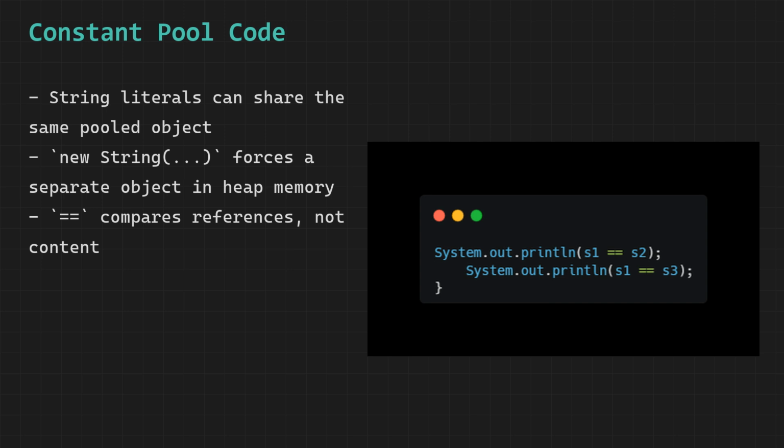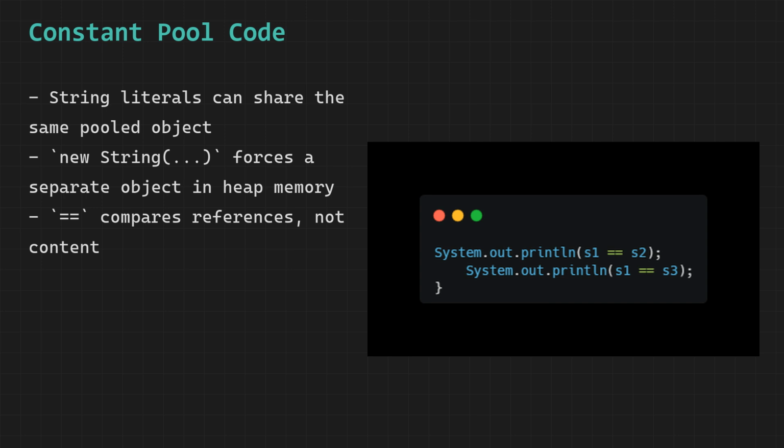Now when we print S1 double equals S2, the result is true. The double equals operator compares memory addresses, not content. Since both S1 and S2 were created as literals and Java reused the same pool entry, both variables are pointing to the exact same memory address. So the comparison returns true.